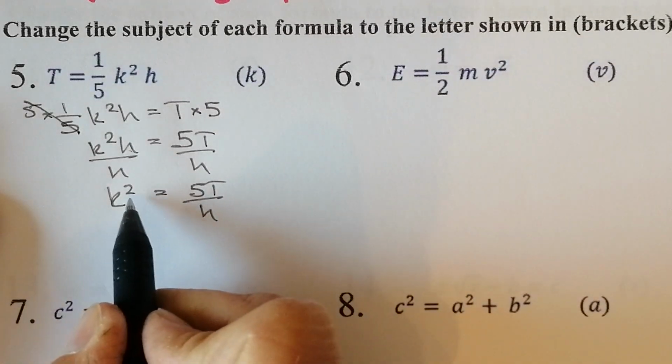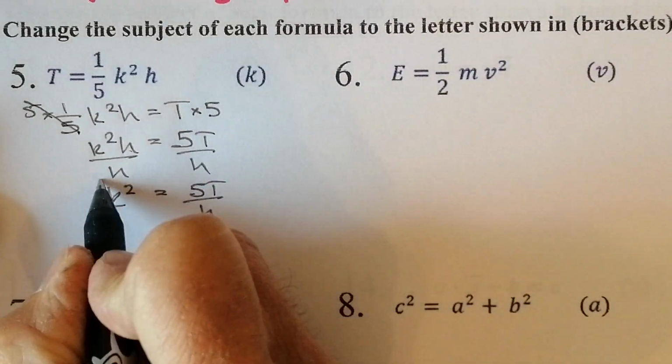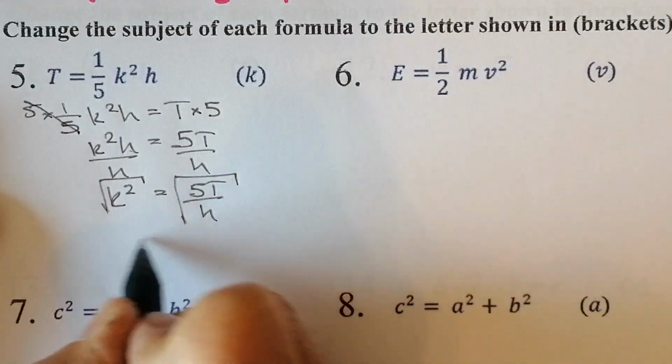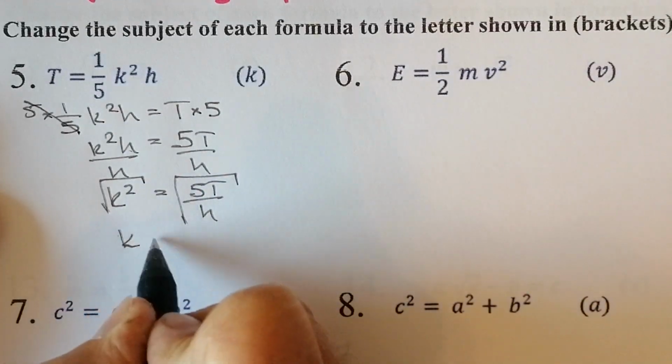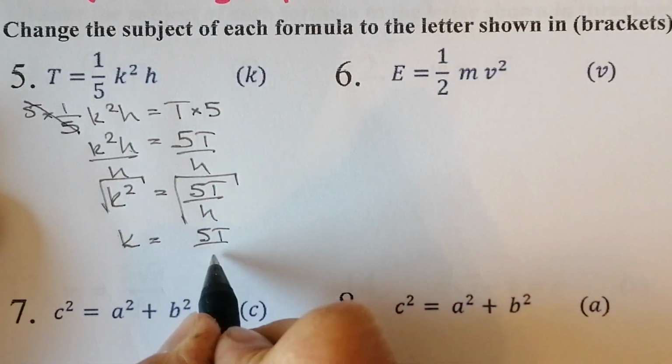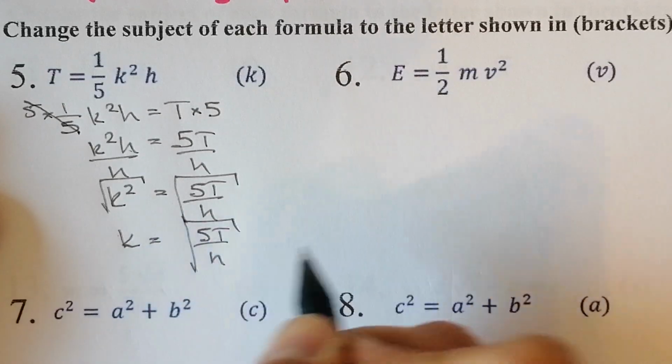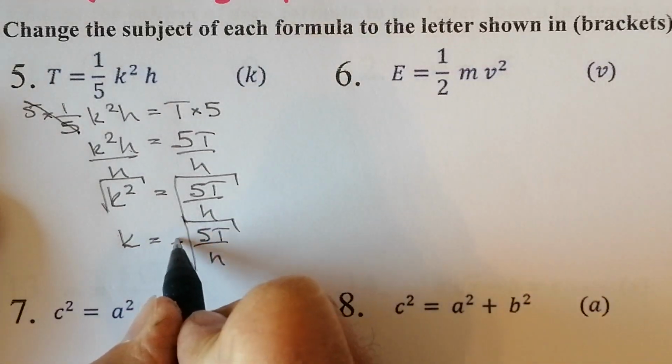I don't want it squared. I want just k on its own, so I'll take the square root of both sides. If I take square root of both sides, that leaves me with k is equal to 5t all upon h, square root, and you've guessed it, plus or minus.